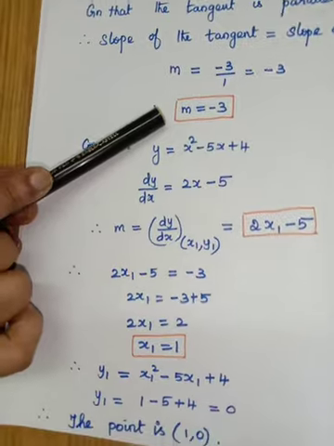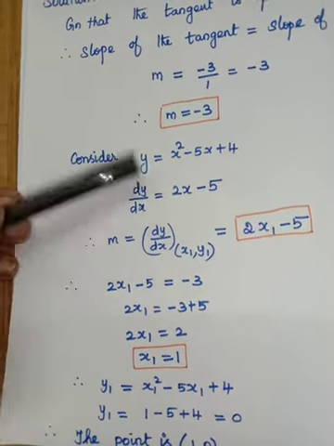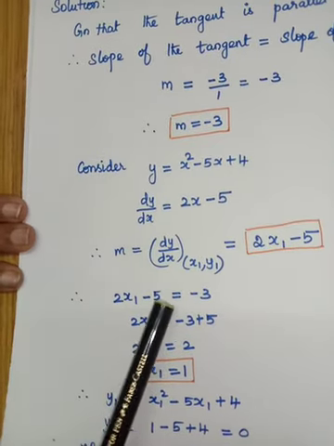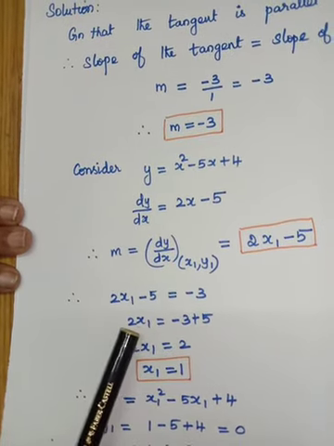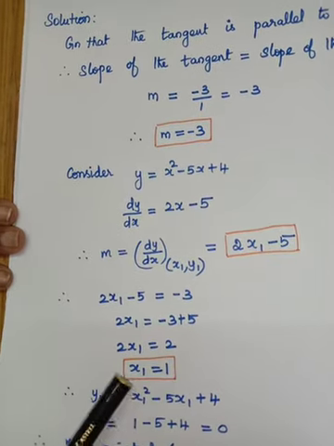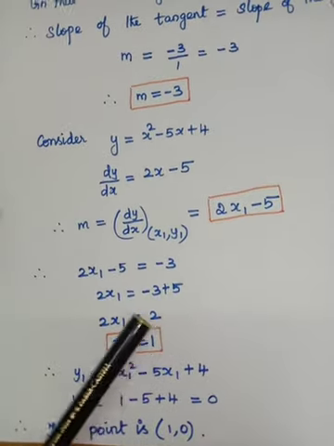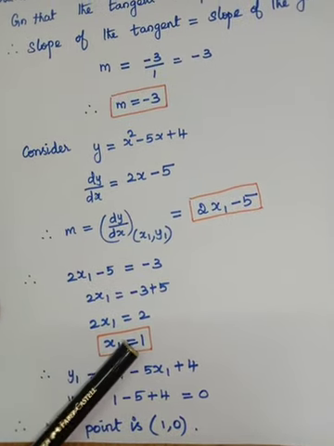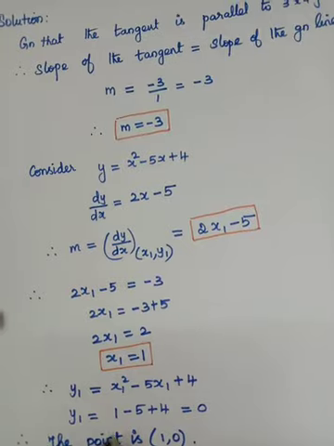This also is the slope of the tangent to the curve. So both are equal. So you just equate. 2x1 minus 5 is equal to minus 3. So 2x1 is equal to minus 3 plus 5, that is equal to 2. So x1 is equal to 1. So in the point where it is on the curve, x1 is equal to 1 has to be substituted in the curve.